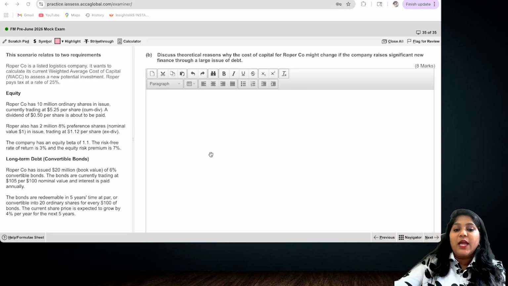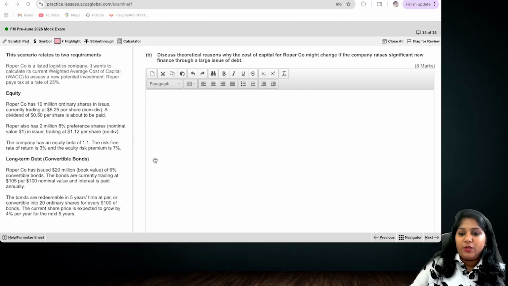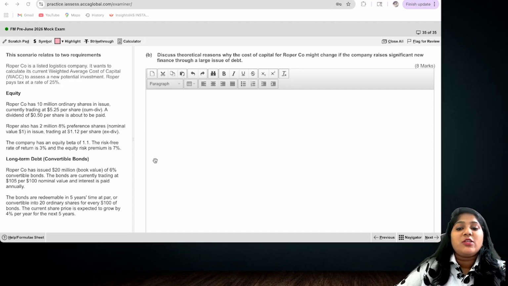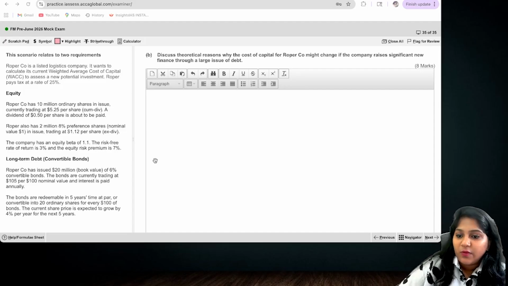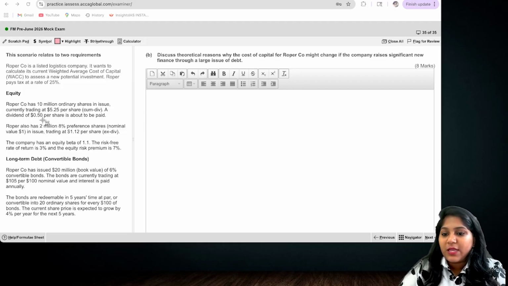Because I'll give you an idea how to write an answer, of course. See, maybe I go for more debt. The Roper company will change the capital structure. I mean, their gearing will change, which is likely to cause the WACC to also change. Isn't it? Right? Firstly, debt is cheaper than the equity, everyone. Debt is cheaper than the equity part.